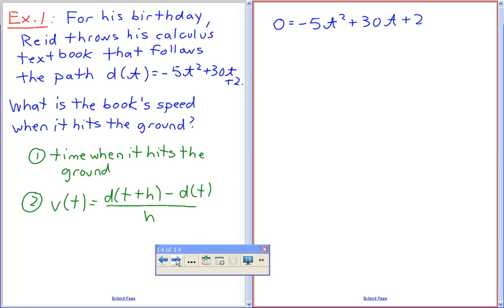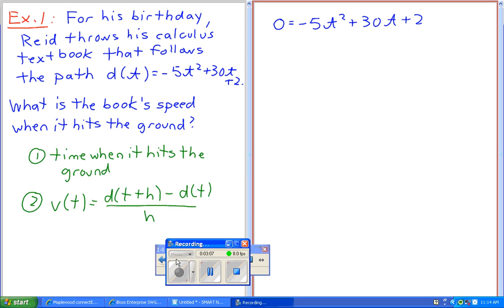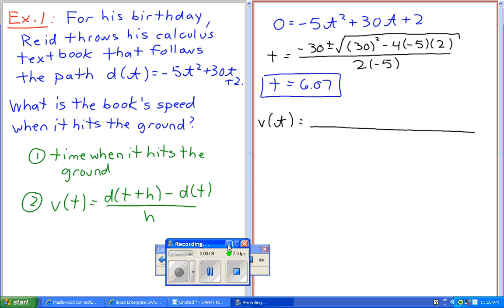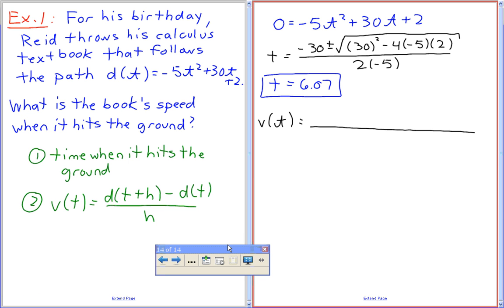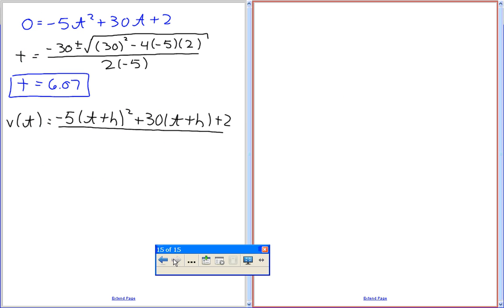All right. I'm actually going to hit pause because I'm tired. I've done too much work today. And you guys are going to find the time, and then you're going to find the speed. Equals. Go ahead. Negative 5 bracket t plus h squared, plus 30t plus 30h plus 2, plus 5t squared, minus 30t minus 2. Yeah, and you're right.